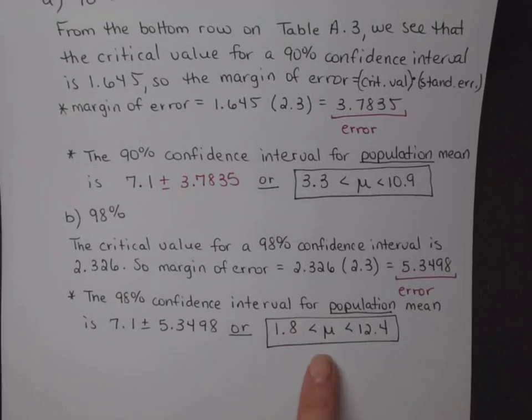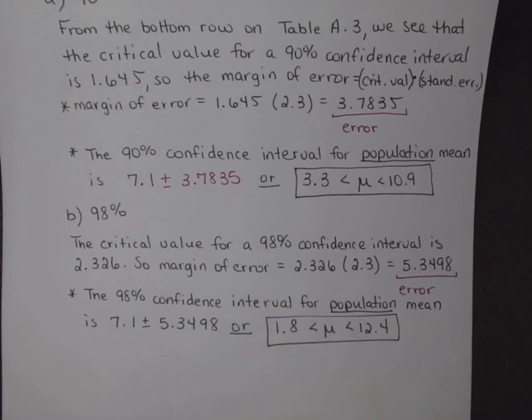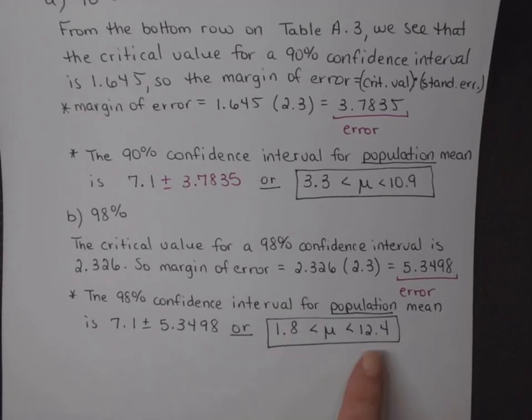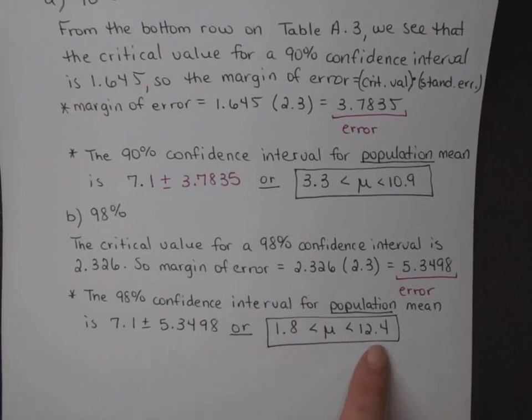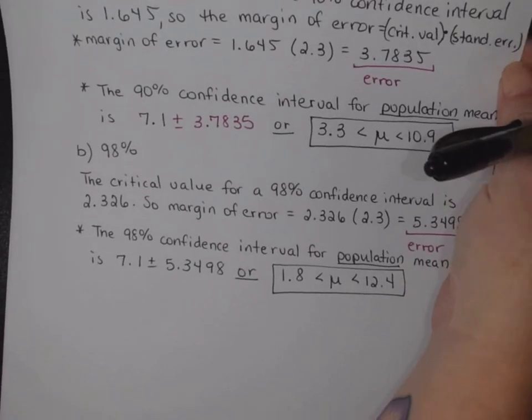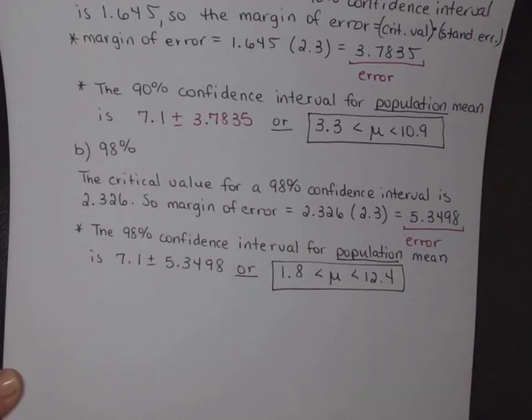So notice we got a lot wider, right? So what that means is if our sample has a 7.1 mean, then our population mean, which is everything, would be 98% confidently between these two numbers. Notice how far apart they are, right? That's a pretty big window to deviate out from 7.1.